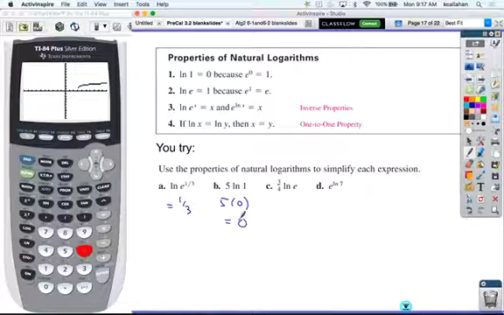How about 3/4 of ln of e? Okay, what's ln of e? 1. So this is 3/4 times 1, which is 3/4. How about the last one? E to the ln of 7 equals 7.